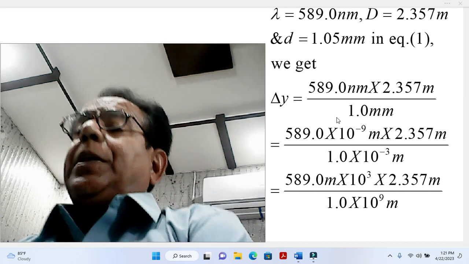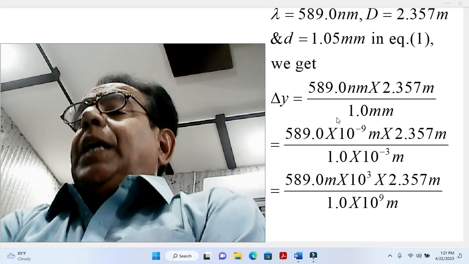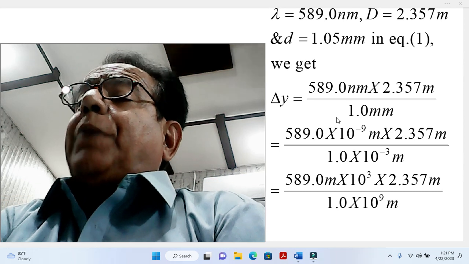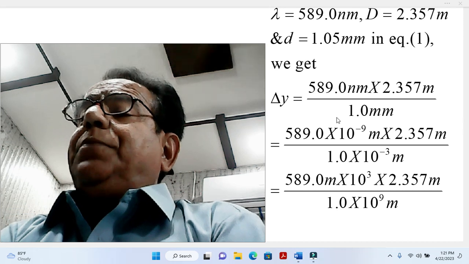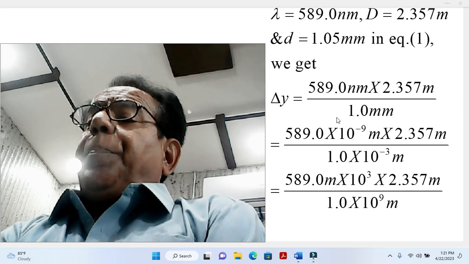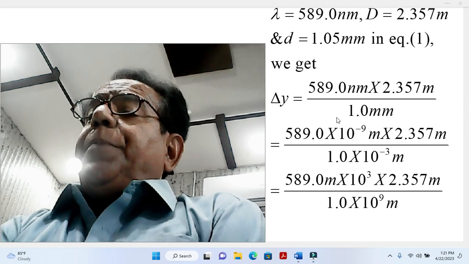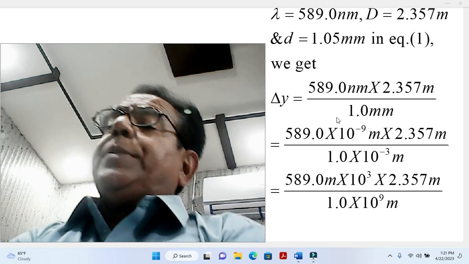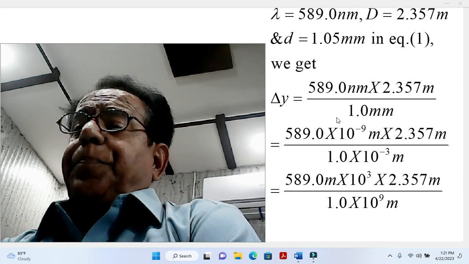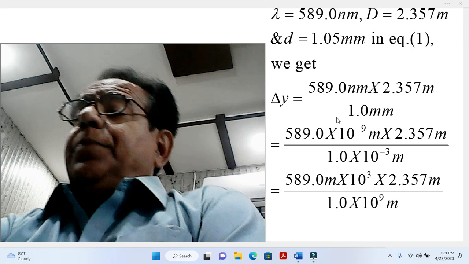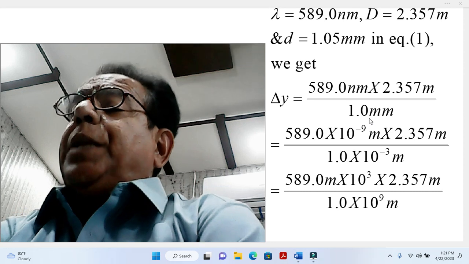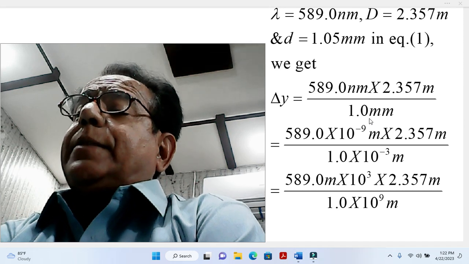In the next step, what we have done, we have used the value of nano. We know that nano is equal to 10 to power minus 9. So in place of small n, we have used 10 raised to the power minus 9. And below, milli, we have not disturbed m because our result will be in meter. This m has not been disturbed. However, 1.0 millimeter, in place of milli we have used 10 raised to the power minus 3 meter.